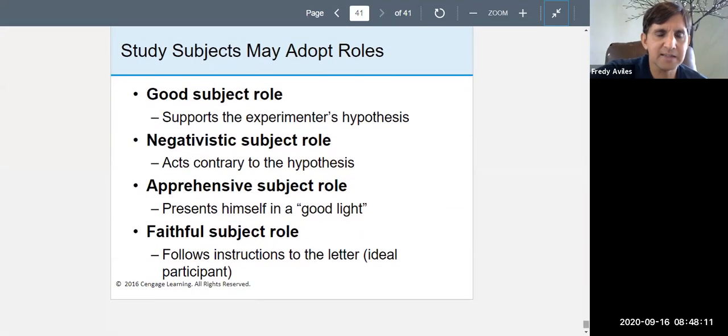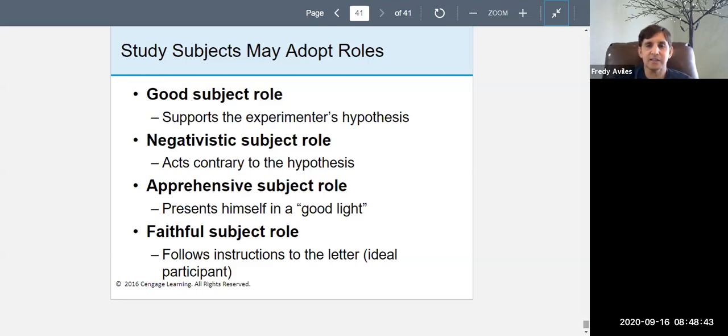And when it comes to reactivity or demand characteristics, right? When participants get a clue about what you're expecting from them and they behave in a certain way, they can behave in any of these ways. They can adopt what's called the good subject role, where they do things to help you out, so to speak. So they behave in ways that will confirm your hypothesis, okay? That's the good subject role, right? They do things that will lead to the outcome you're looking for.